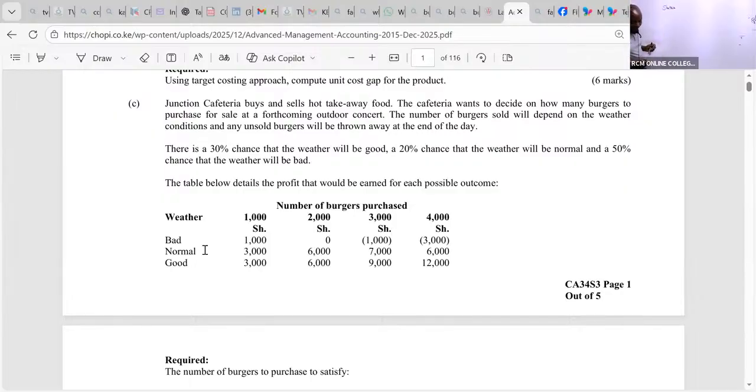So states, what do we have there? Bad, normal, and good, isn't it? And then now we have our number of burgers. I'll simply call them alternatives. These are the alternatives that we want to choose one from. So the alternatives are 1,000, 2,000, 3,000, and then lastly, 4,000. Don't forget that we are transposing this.